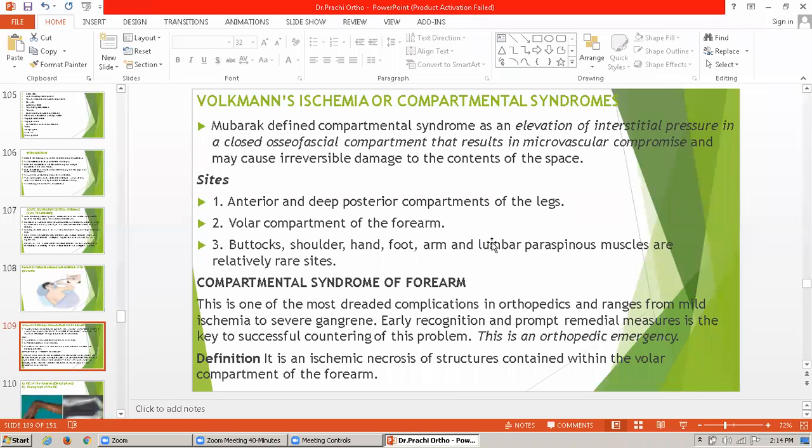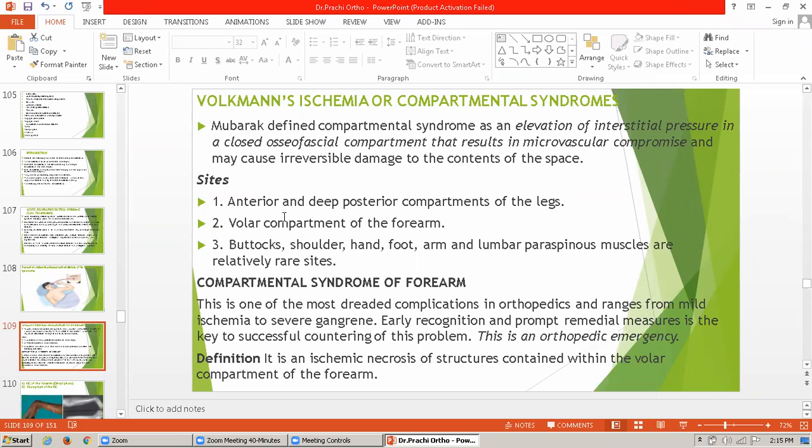Then the second is Volkmann's ischemia or compartmental syndrome. Mubarak defined compartmental syndrome as an elevation of interstitial pressure in a closed osseofascial compartment that results in microvascular compromise and may cause irreversible damage to the contents of the space.